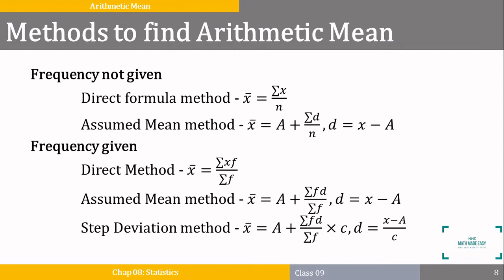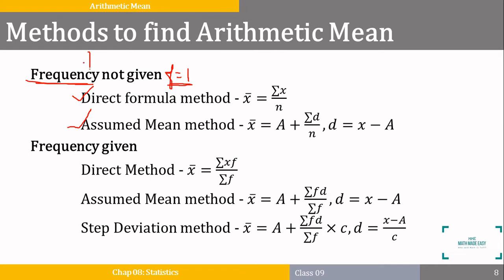So today we shall go with methods to find arithmetic mean, and in that we'll go with the direct formula method and the assumed mean method. So what do you mean by frequency? Frequency is nothing but the number of times an observation occurs. If the frequency is not given, it is assumed that frequency is equal to 1, and you have two methods to find the arithmetic mean when the frequency is not given: the direct formula method and the assumed mean method.